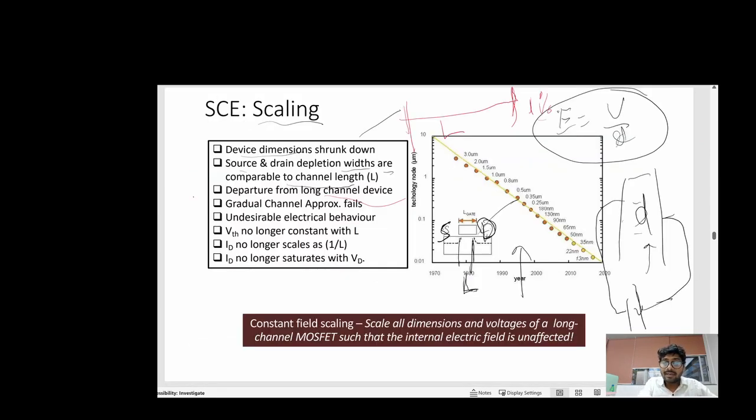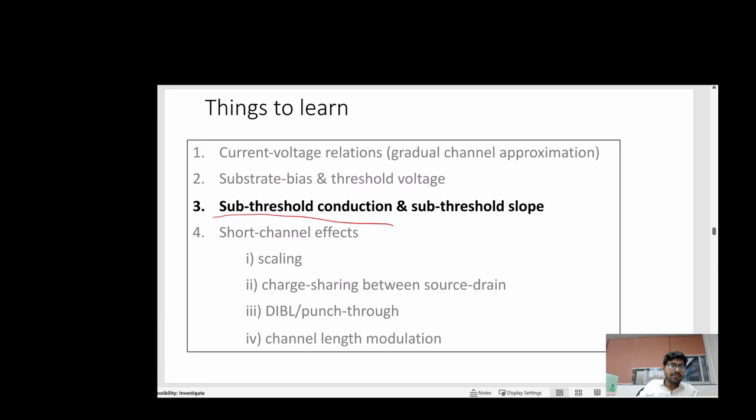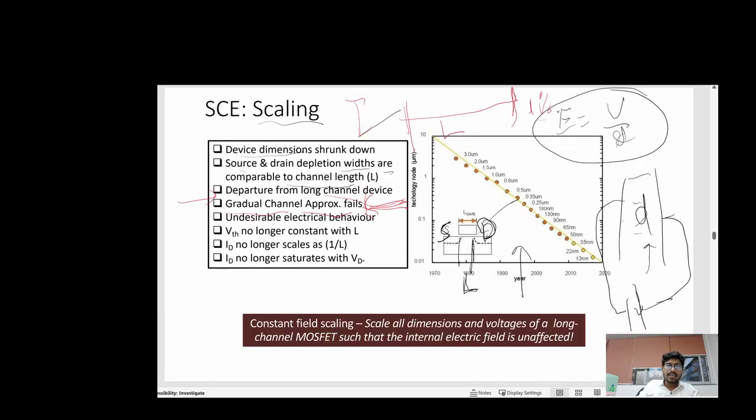So it will also affect your output and transfer characteristics. Also, the gradual channel length approximation fails in this case. According to this only, we have done the output and input characteristics for which we derived the equations, no? Output and input characteristics. They were based on the gradual channel approximation.